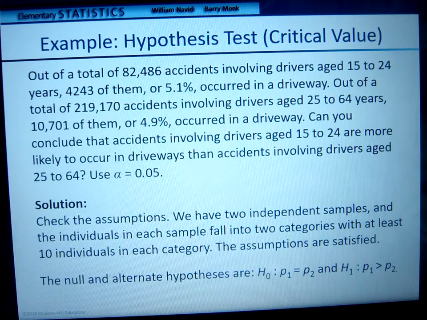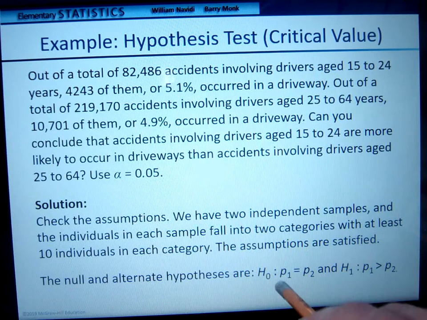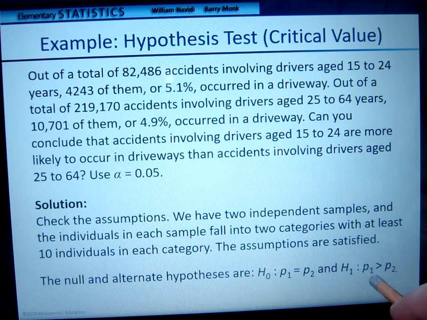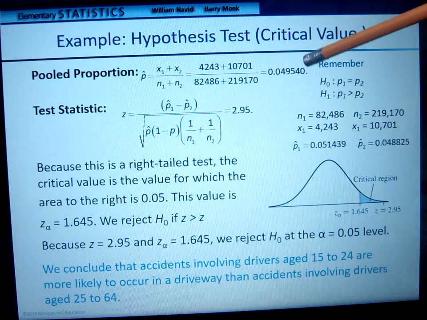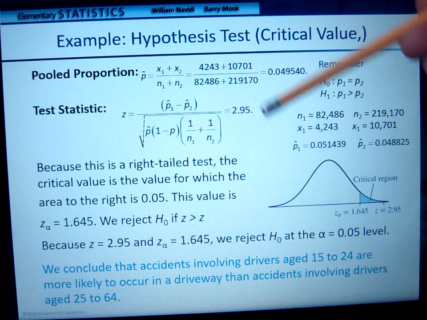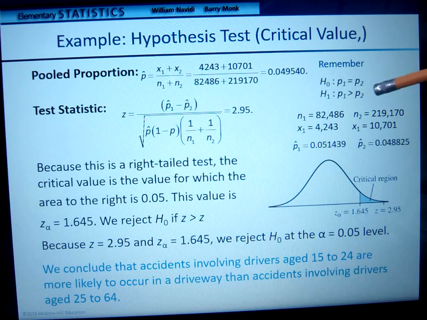So we've checked the assumptions. We have two independent samples. The individuals in each sample fall into two categories with at least 10 individuals in each category, so our assumptions are satisfied. And the null and alternative hypotheses are these: the two would be the same, and we're looking at whether or not the first is greater than the second. So we do our pooled proportion again, just like we did before, and our Z statistic, just like we did before. And these are all of our reminders over here of what we have given. You should always have those written at the top.